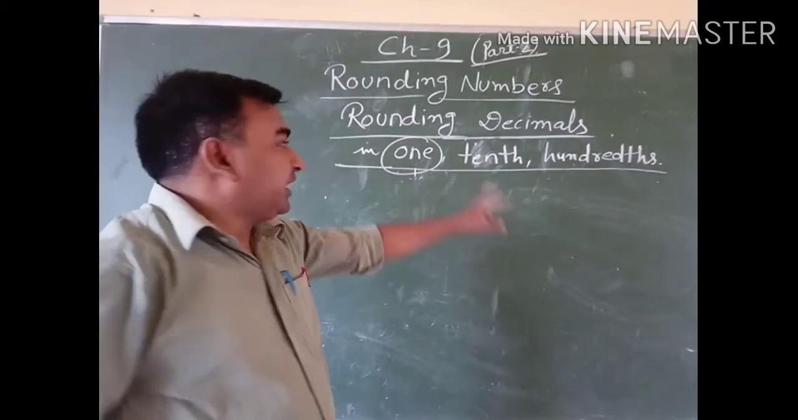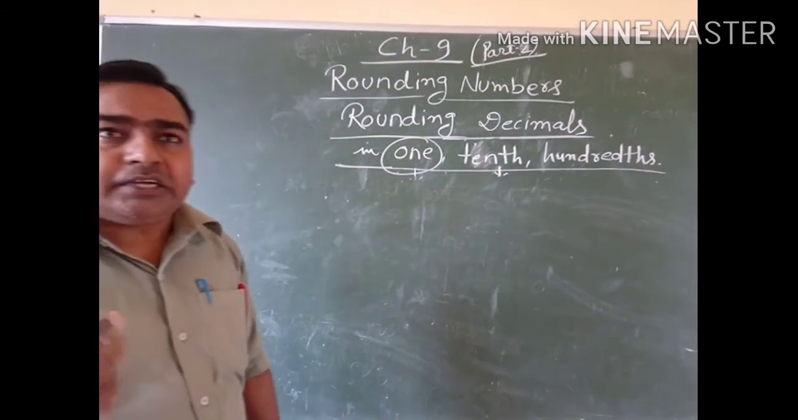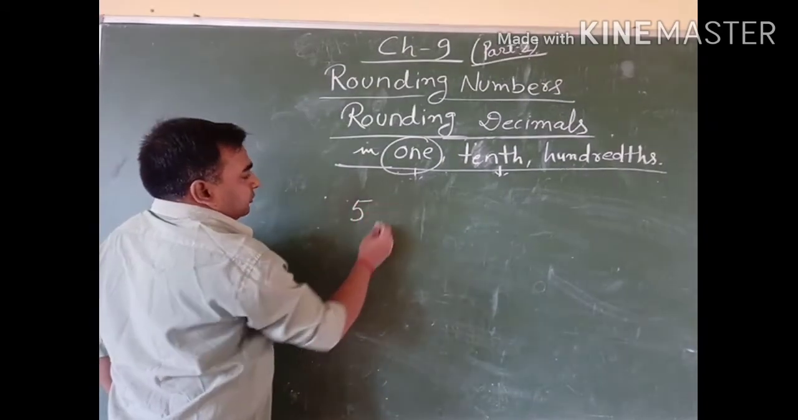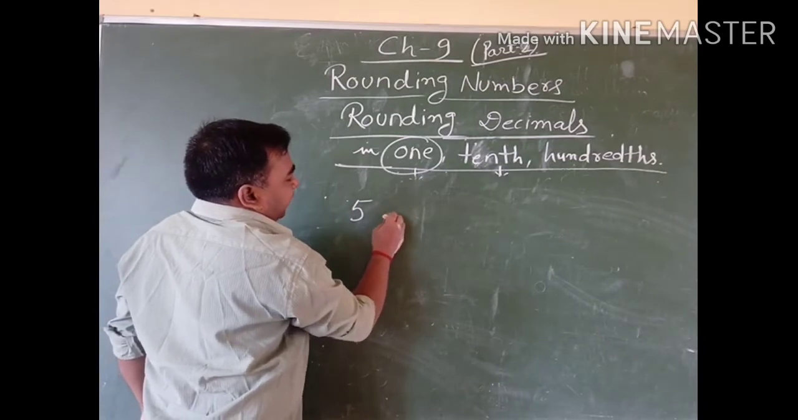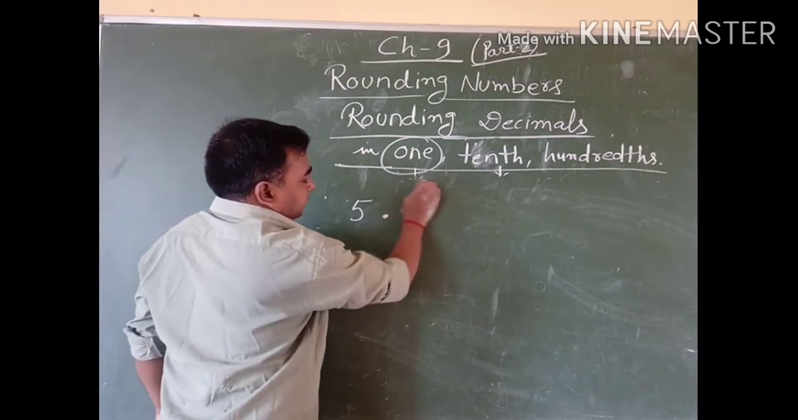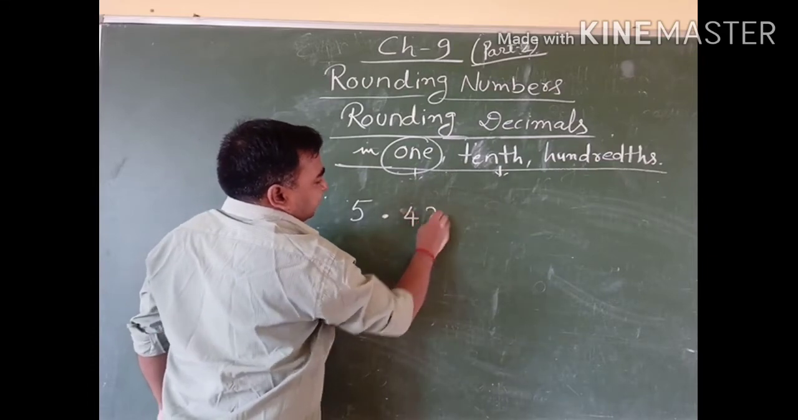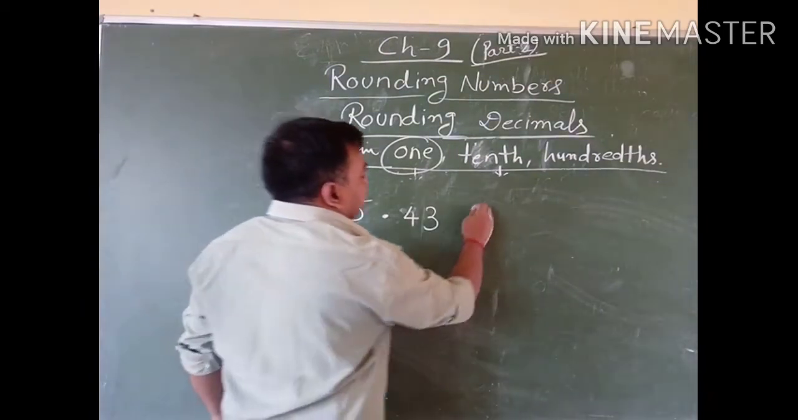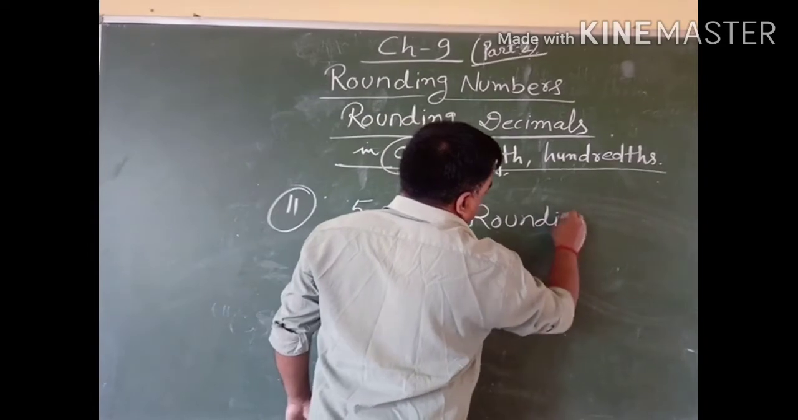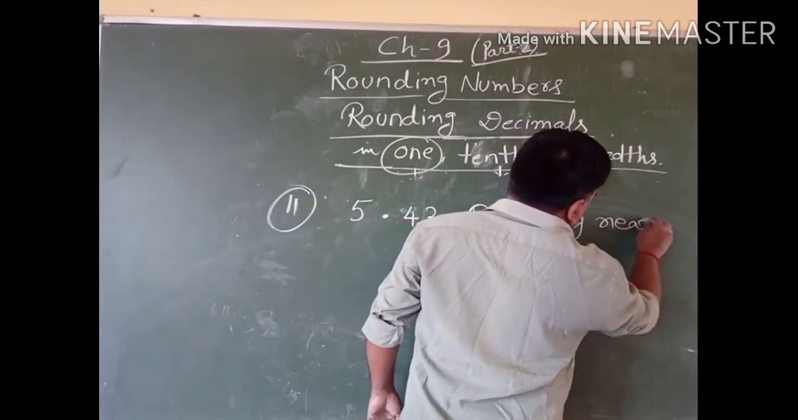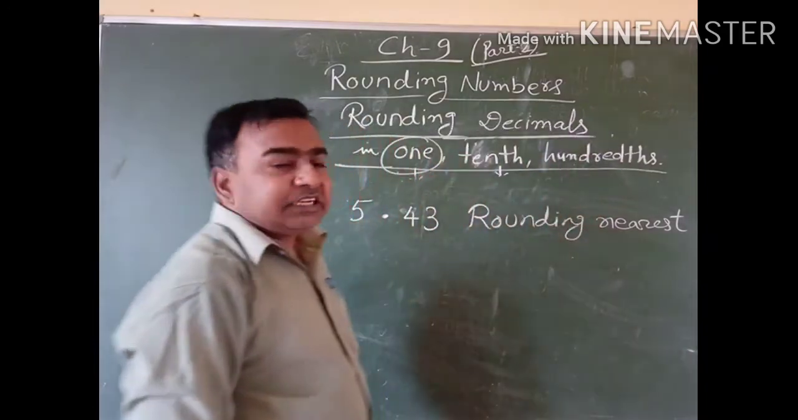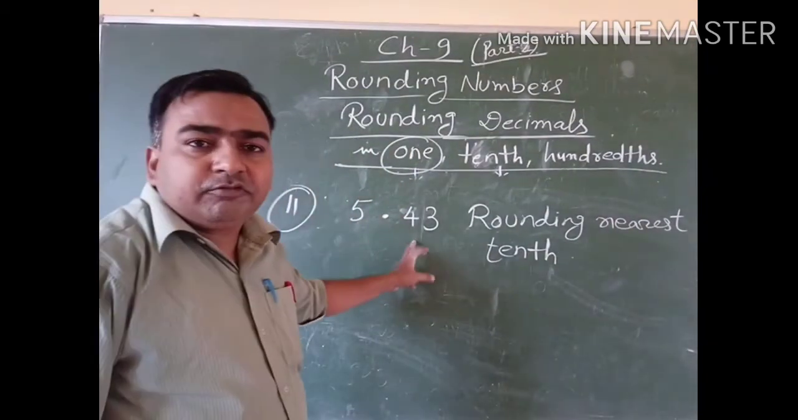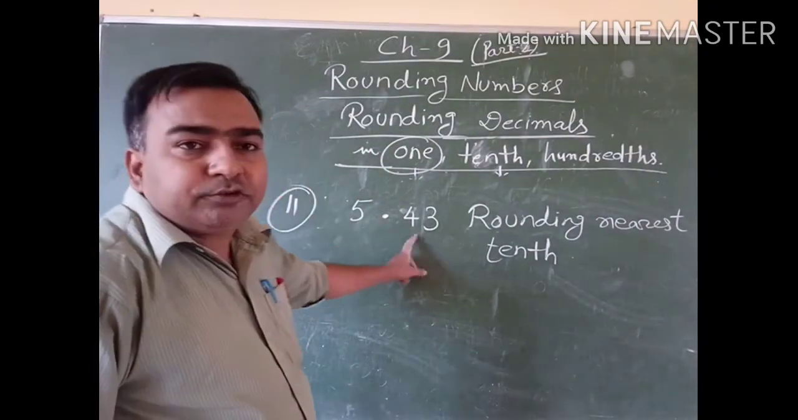Now the second one. Suppose that 5.43, this is the second question, rounding to the nearest 10th. राउंडिंग नियरेस्ट 10th. इसको अब राउंड ऑफ करना है. व्हाट इज क्वेश्चन? क्वेश्चन 5.43.